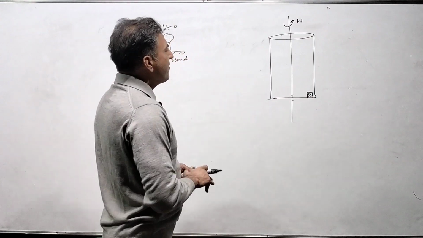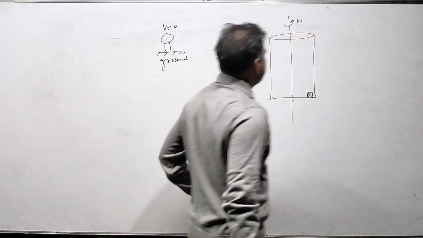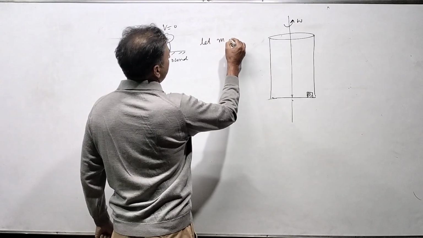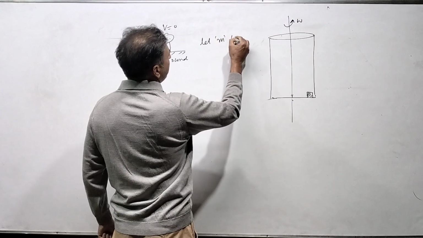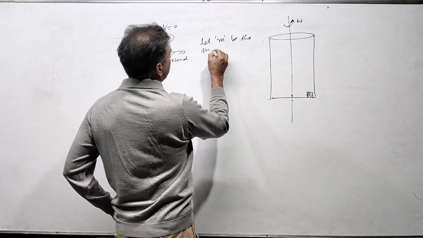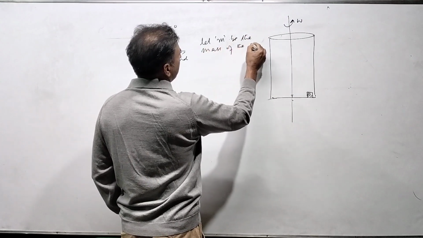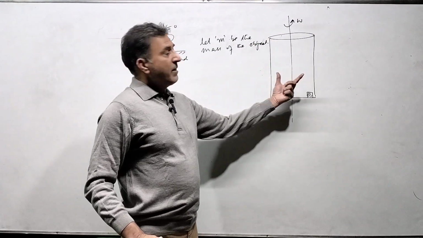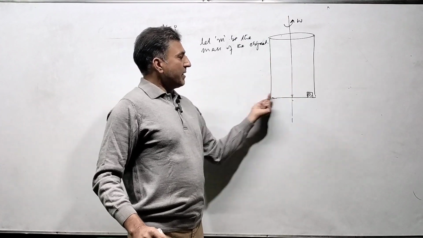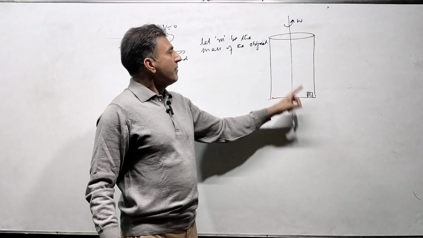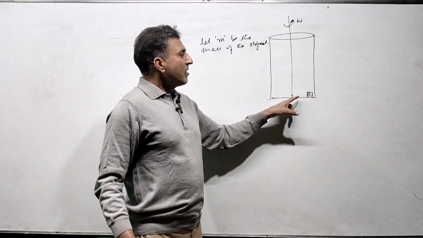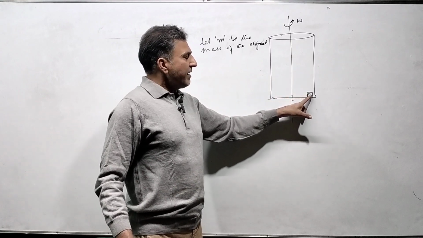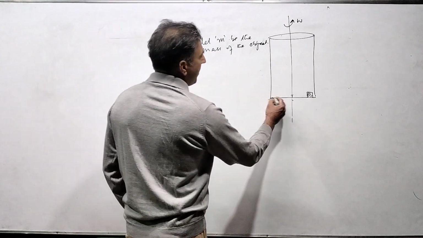The mass of the object is m. The object is stationary with respect to the rotating cylinder. This is the base of the cylinder. The object is stationary with respect to the cylinder itself. That means it is not rubbing, it is not sliding in the cylinder. It is fixed in the cylinder. It is at rest in the cylinder. Okay.